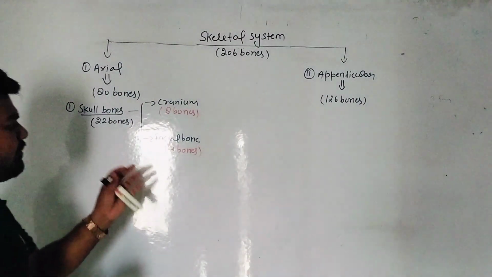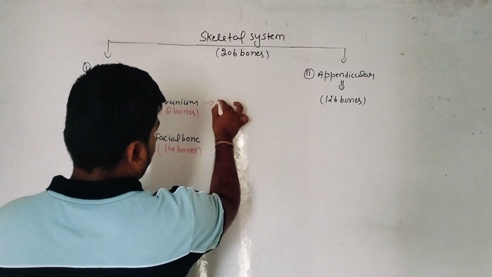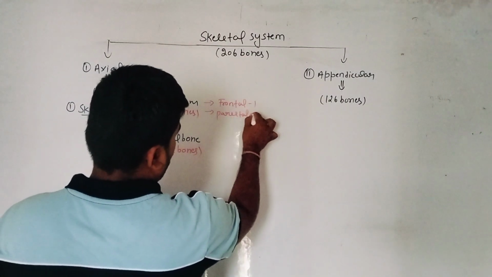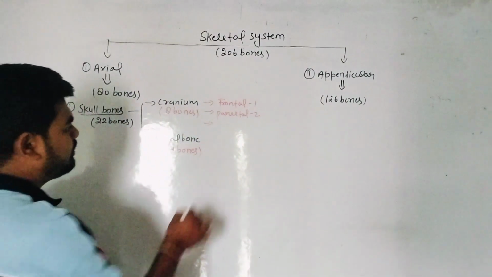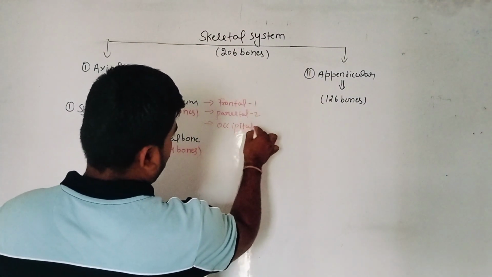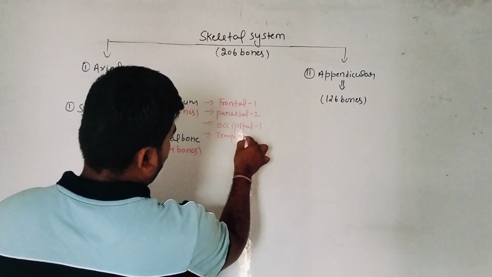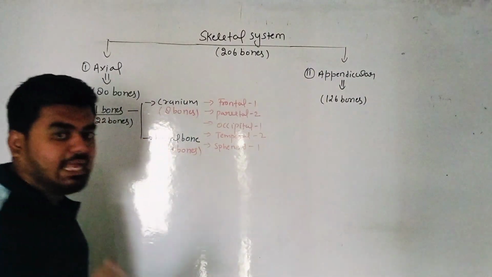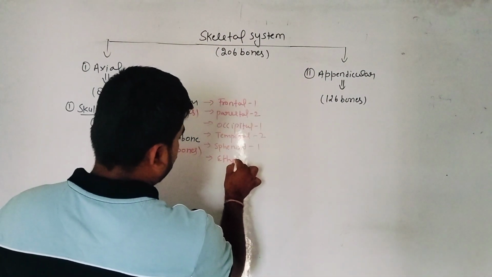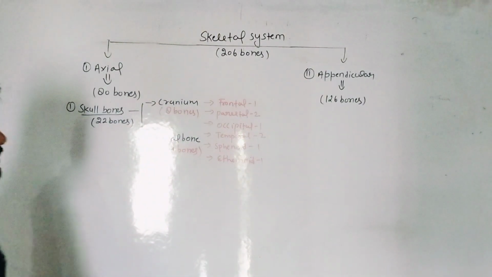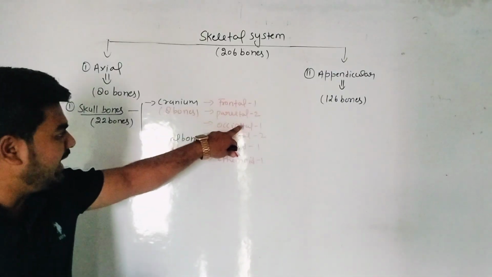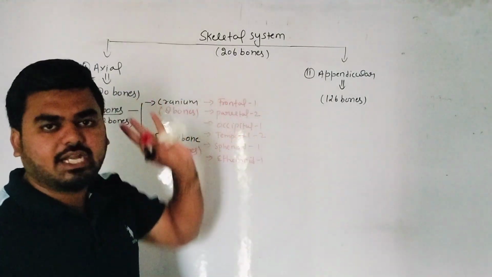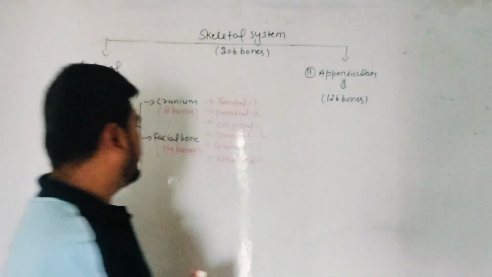Let's discuss the names of the cranium bones first. Frontal 1, parietal 2, occipital 1, temporal 2, sphenoid 1, and ethmoid 1. Cranium bones: frontal, parietal, temporal, occipital, sphenoid and ethmoid. So 1, 1, 2, 4, 5, 7 and 8. That is the total of 8 bones.